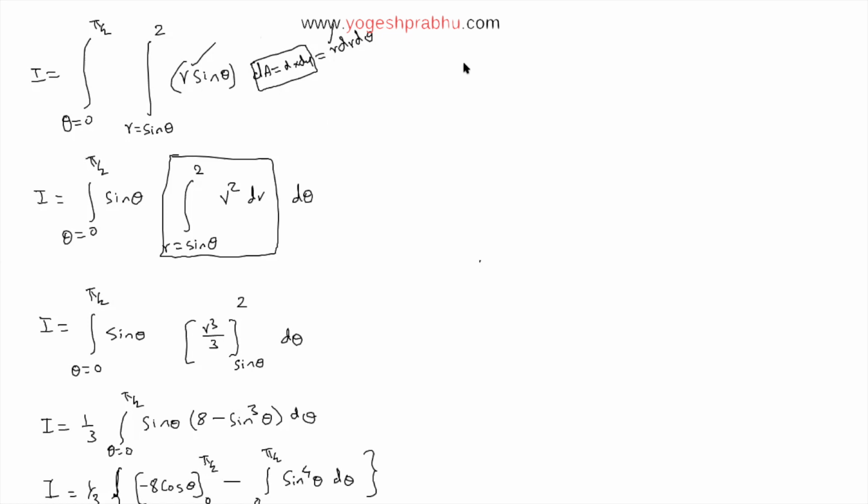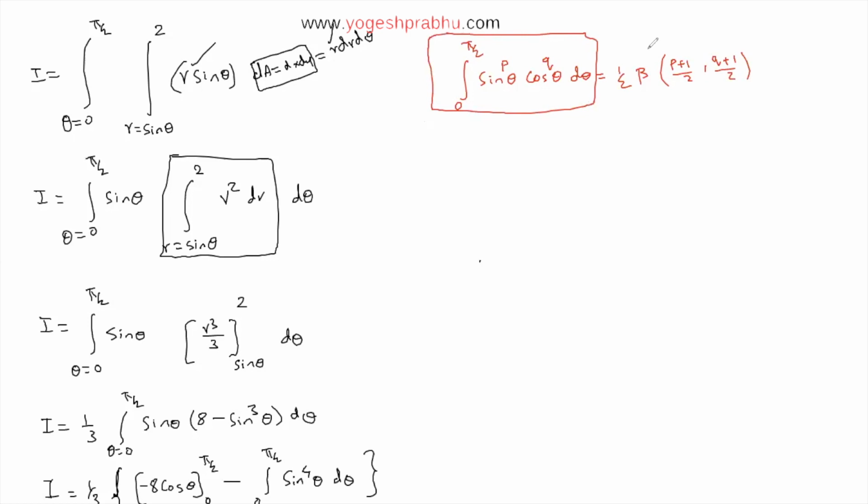Okay. Once again, I have a formula. When you have integration 0 to pi over 2, sine theta to the power p, cos theta to the power q, d theta, you write this as half beta of p plus 1 over 2, comma q plus 1 over 2. It's just for the sine and cosine, right? Yes, if you have this type of integral, you can use this formula. p and q can be any numbers, same number, different number, 0, 1, whatever.